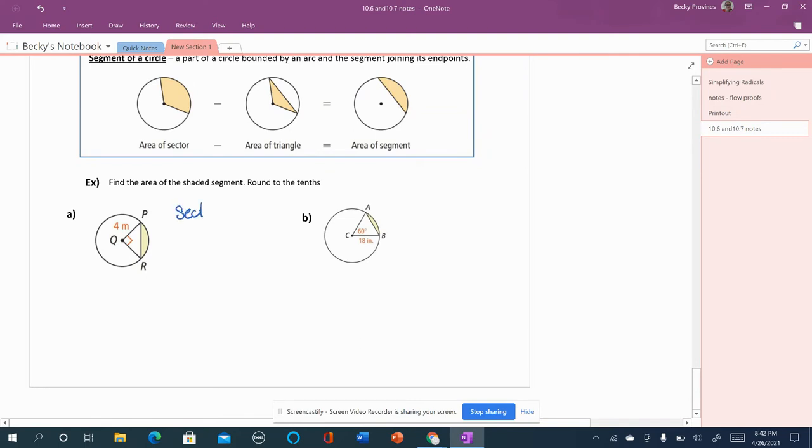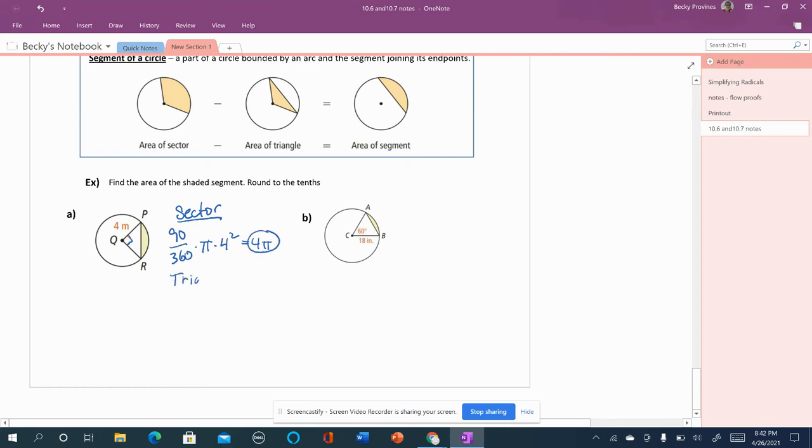Let's find the area of the sector. All right, so the angle is 90 over 360 times the area, pi times radius squared. Okay, so that's 4 squared. Now, I know the directions say leave it in the tenths, but we're not going to round until the very, very end. Because if we keep using rounded answers, our answer is not going to be anywhere where it needs to be. So 90 divided by 360 times 4 squared is 4 pi.